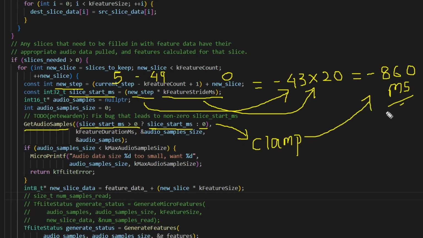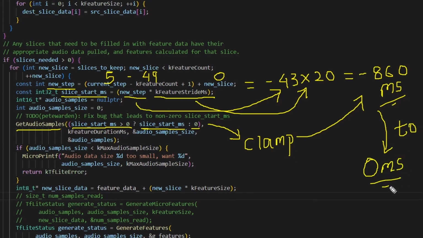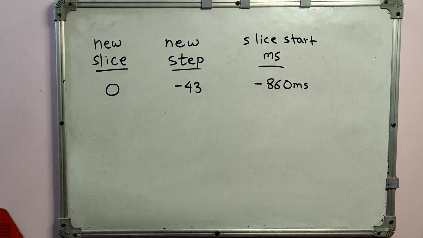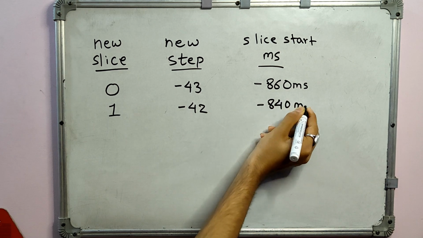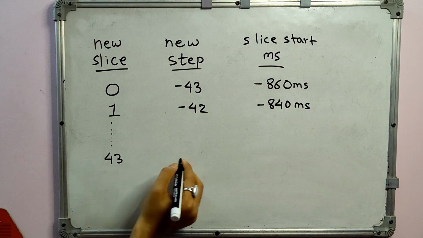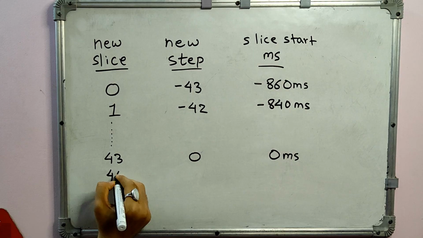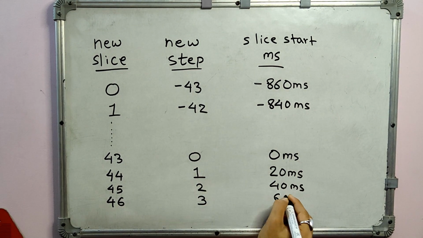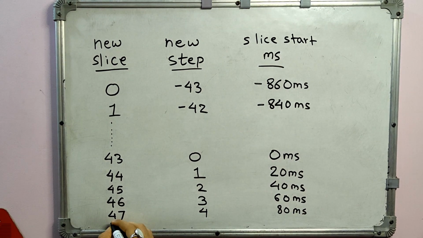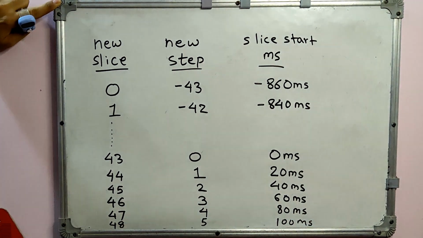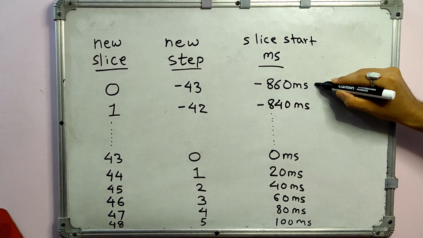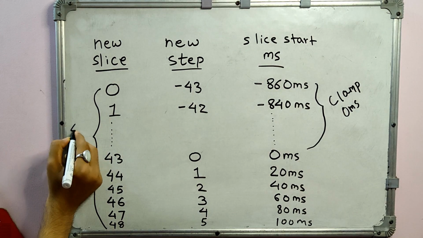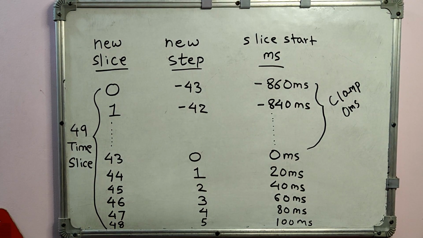What this means is that for all those initial slices with negative timestamps, we are actually fetching the same audio starting from 0 milliseconds. If you follow this through, you will notice something interesting. At newSlice value of 43, the calculated step becomes 0, so slice start time is finally 0 milliseconds. After that, for the remaining slices, we start getting real progression: 20, 40, 60, 80, and finally 100 milliseconds. So effectively, the first 43 slices of the spectrogram are redundant. They all contain data from 0 milliseconds. Only the last few slices actually represent real-time progression of audio, and this is how we initially fill our 49 slice spectrogram buffer.